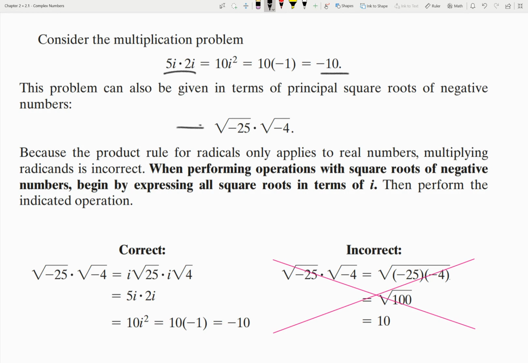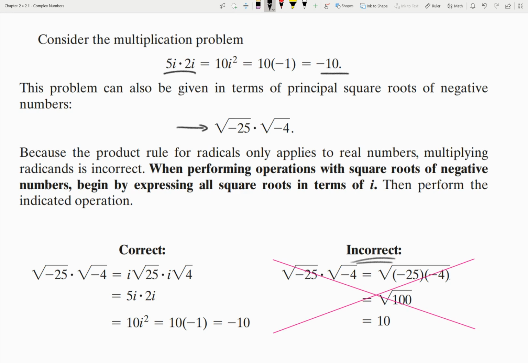Okay, but what if I wrote it in its square root form? √-25 is the same thing as 5i, and √-4 is the same thing as 2i. Okay, but if we combine the radicals first, like it does in this incorrect example right there, we would get a positive 10. Right? Saying, okay, well, they're square roots, I can just put them both together. Negative times a negative gives me the positive 100, so I would get 10.